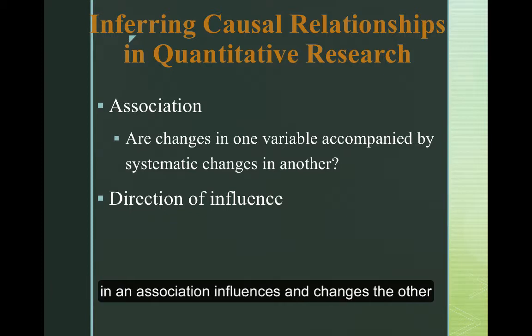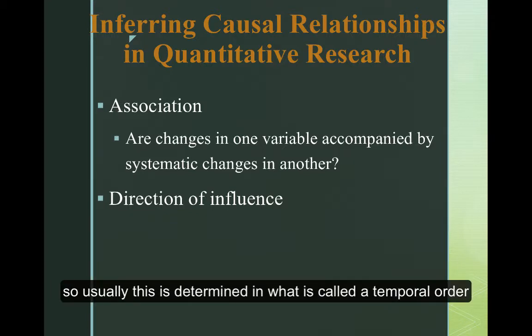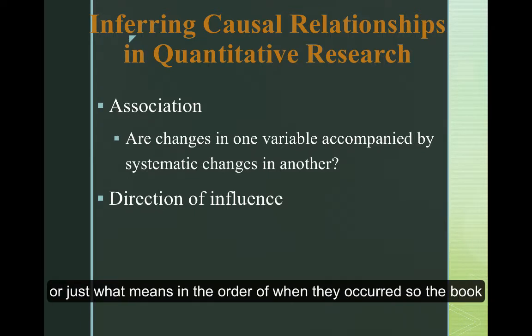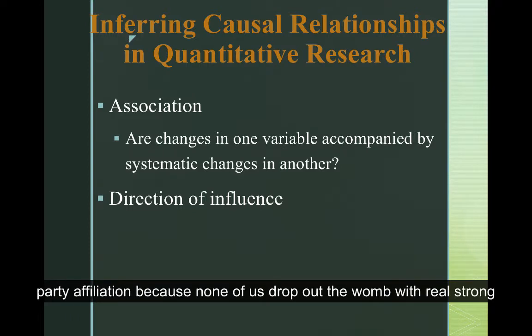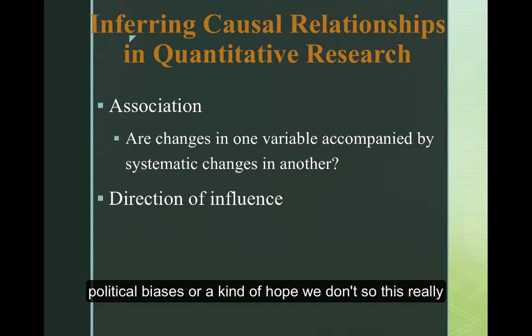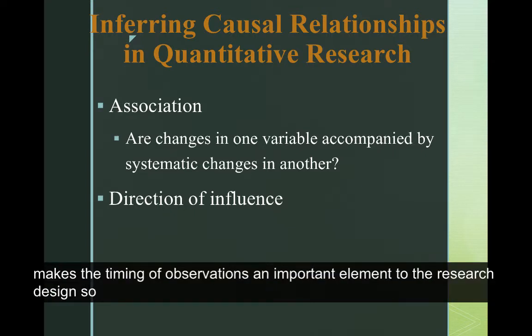And of course, there's the direction of influence. So which variable in an association influences and changes the other? So usually this is determined in what they call a temporal order, which just means the order of when they occurred. So the book gives the example of how your age is a characteristic that comes before your political party affiliation, because none of us drop out of the womb with real strong political biases, or at least I kind of hope we don't. So this really makes the timing of observations an important element of the research design.